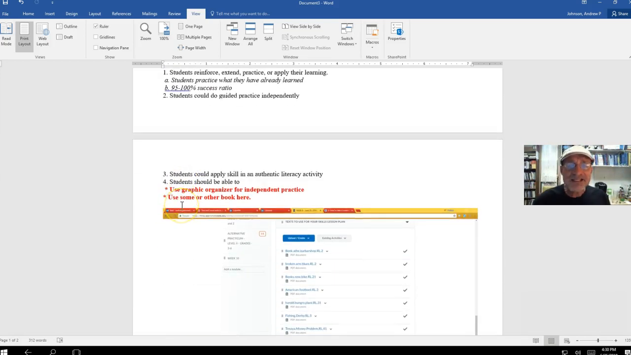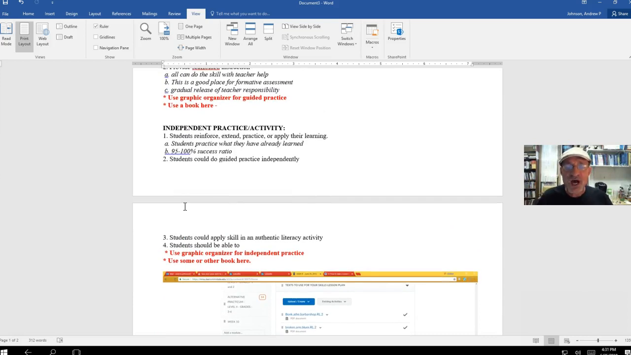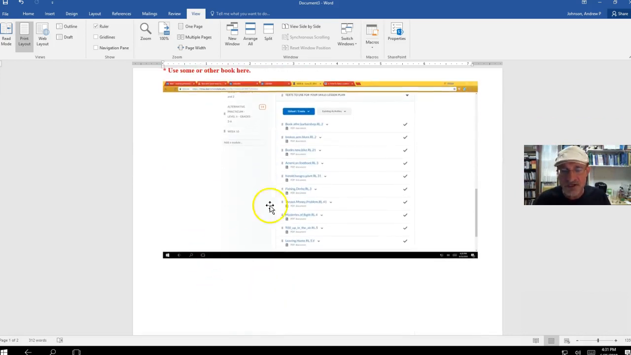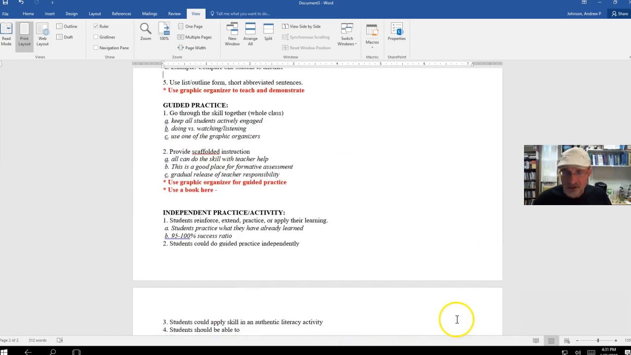And then independent practice, students are able to do it by themselves. Here they would read the book by themselves and complete the graphic organizer by themselves. So you definitely want to use the book here. And again, here are the books that you can use.